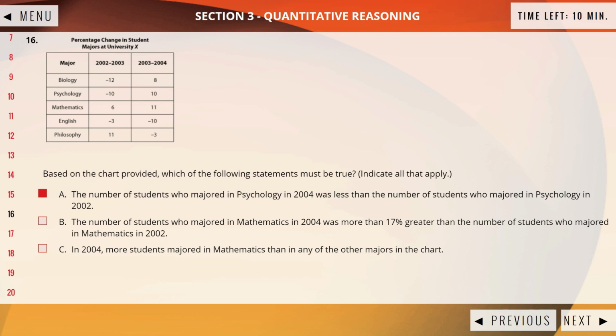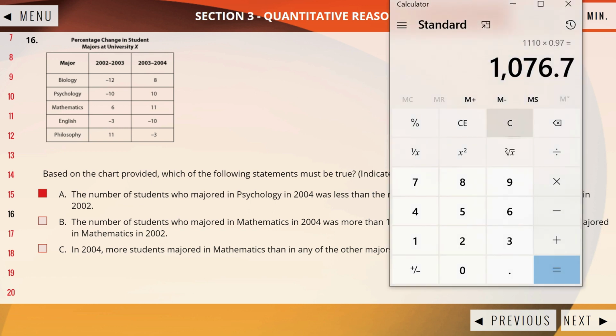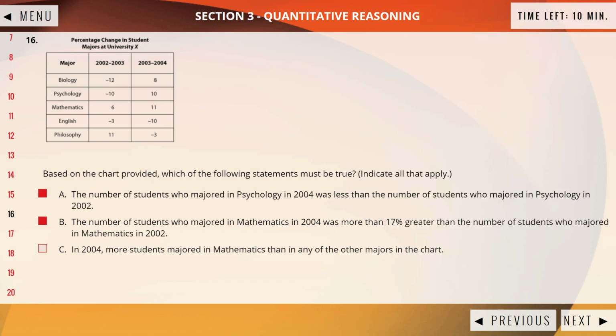B, the number of students who majored in 2004 in maths was more than 17% greater than in 2002. Let's check that. So let's say we started off at 100. Let's increase by 6%. And then let's increase by 11% and see if we're more than 17 above. Yes, we're 17.66 above. So that's also true.